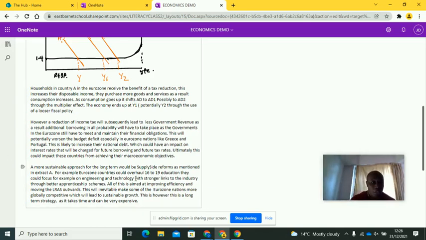Okay, so we talked about Portugal. This is likely to increase the national debt. Because obviously accumulation of fiscal deficits is going to increase the national debt, which will have an impact on interest rates that will be charged in the future, in future borrowing and future tax rates. So obviously, future tax rates may have to go up. And obviously, if you have a large deficit, then other countries will potentially charge you more interest to borrow money from them. Ultimately, this could impact countries from achieving their macro objectives.